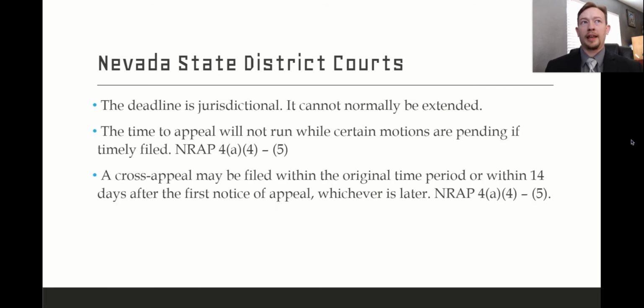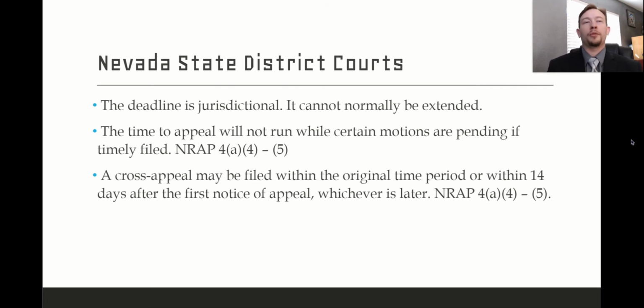First, unlike with the federal courts, the deadline to file a notice of appeal from a Nevada State District Court is jurisdictional. If a notice of appeal is filed late, the appeal must be dismissed. It cannot be heard or considered by the appellate courts. The timeline to file a notice of appeal from a Nevada State District Court normally cannot be extended. You must file your notice of appeal on time.